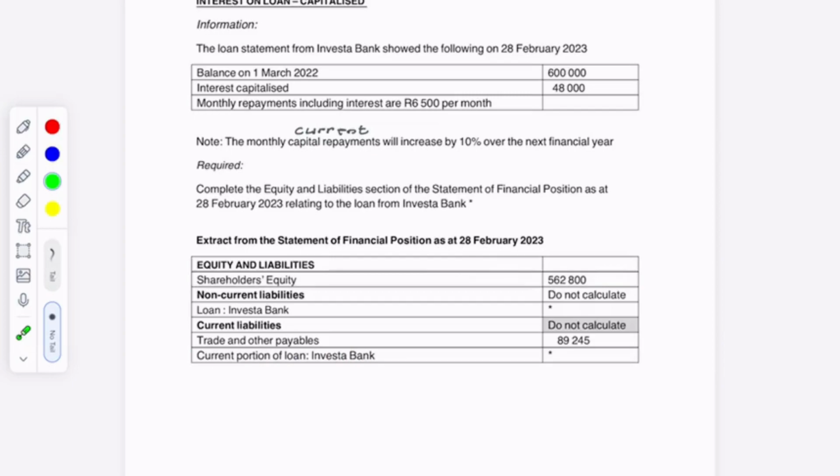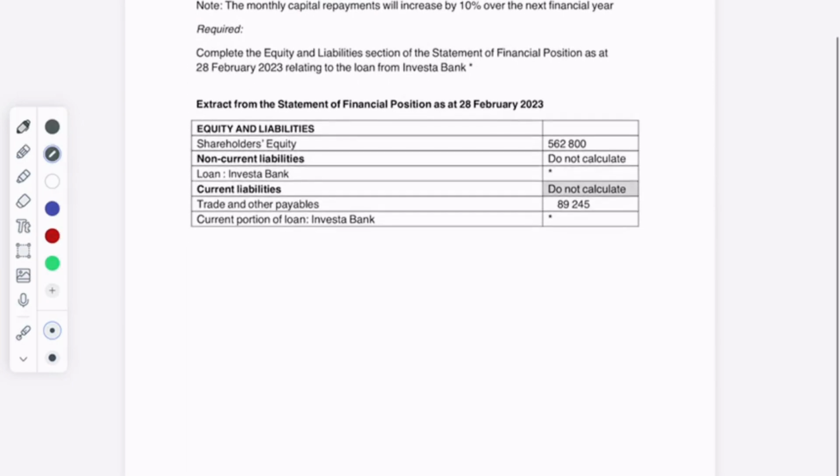So to start, let's look at how much we've repaid off this loan. It would be the 6,500 multiplied by 12 monthly installments, so that would be 78,000 Rand that has come off our loan. Now we need to calculate what is the current portion that is going to be paid over the next financial year. And to do that, I'm going to show you by using a ledger account to help you understand this.